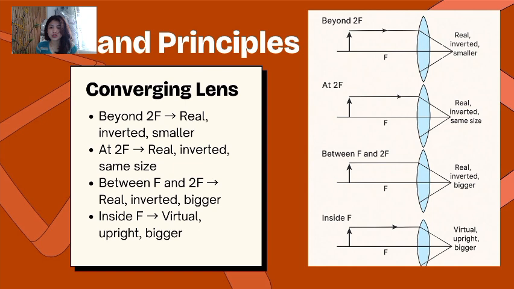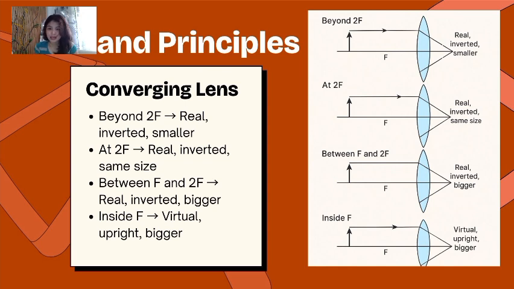For a convex lens, the image changes depending on where the object is placed. If the object is beyond 2F, the image is real, inverted, and smaller. At 2F, it's real, inverted, and the same size. Between F and 2F, it's real, inverted, and bigger. And when the object is inside F, the image becomes virtual, upright, and bigger. That means a convex lens can form both real and virtual images.